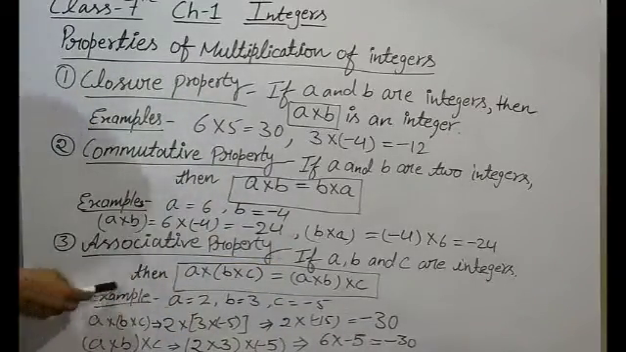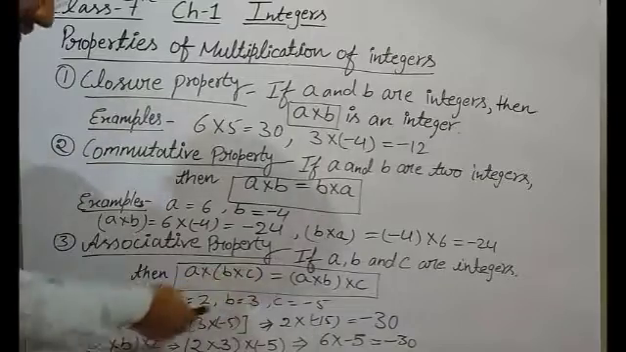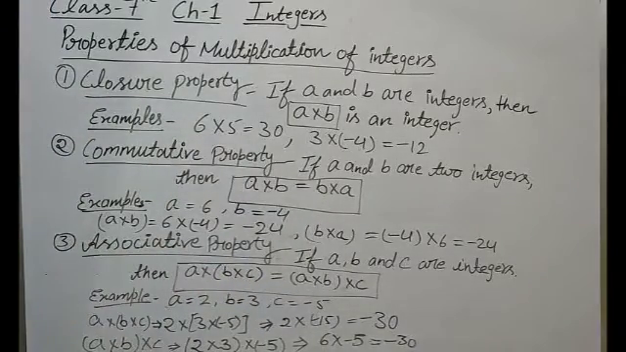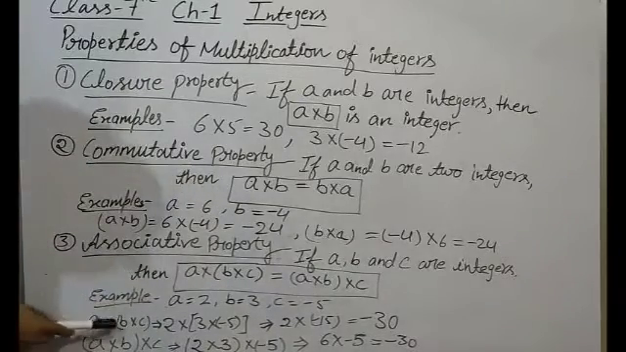We take one example. Here are three integers, a is equal to 2, b is equal to 3 and c is equal to minus 5. First we solve a multiply b into c.